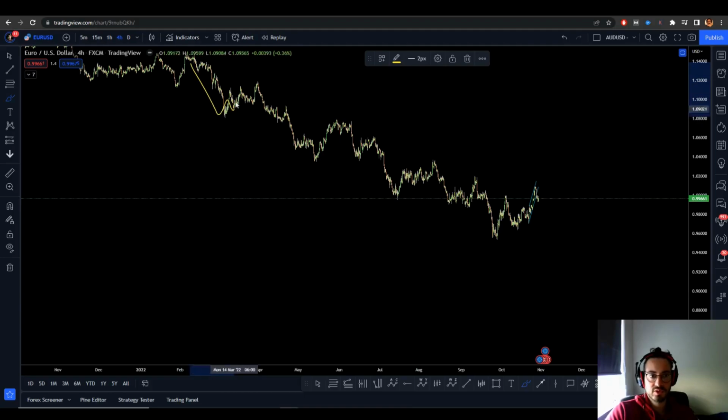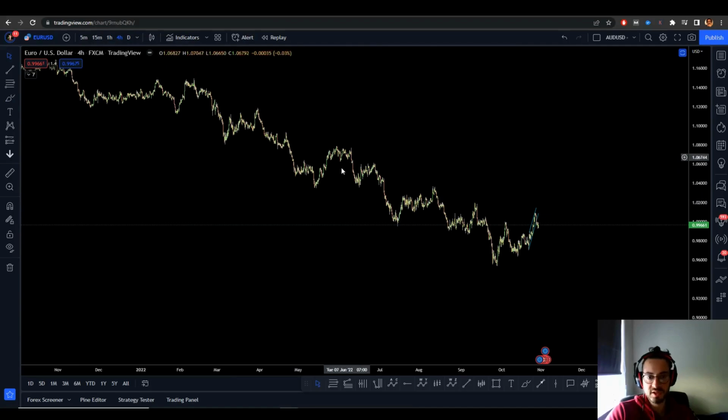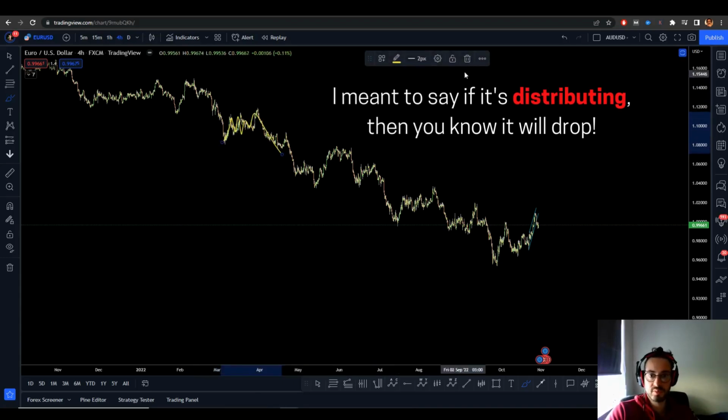We have an impulse. Look at this. Correction, impulse, correction, impulse, correction, impulse, correction, impulse. It's happening everywhere, on all time frames. Look at this. And these, remember, consolidations, corrections are actually accumulation or distribution. So you have to figure out what this correction is. Is it accumulating or is it distributing? Because if it's accumulating, then you know it will drop.